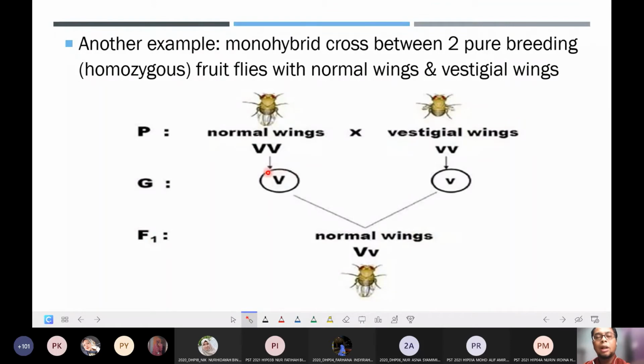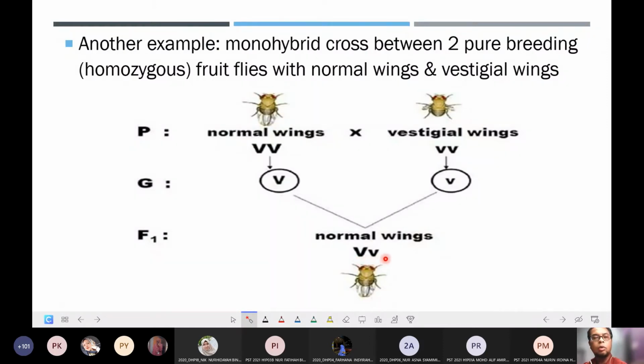From this individual, one type of gamete can be produced containing this capital V allele, the dominant allele. Meanwhile, from this recessive individual parent, there will be this type of gamete containing this recessive allele of small v. So the combination of these two gametes will produce this F1 generation, all having normal wings, but the genotype will be heterozygous, capital V, small v.